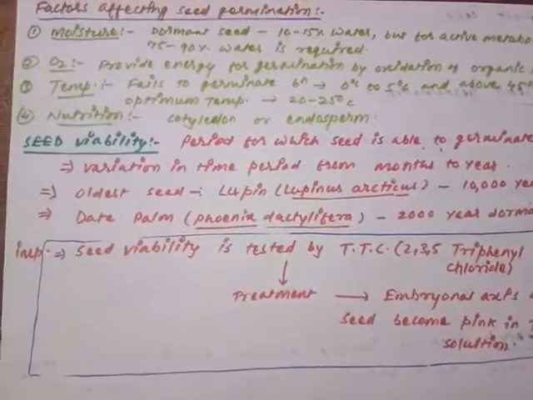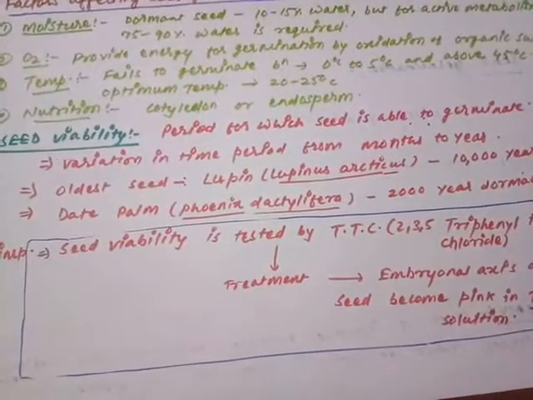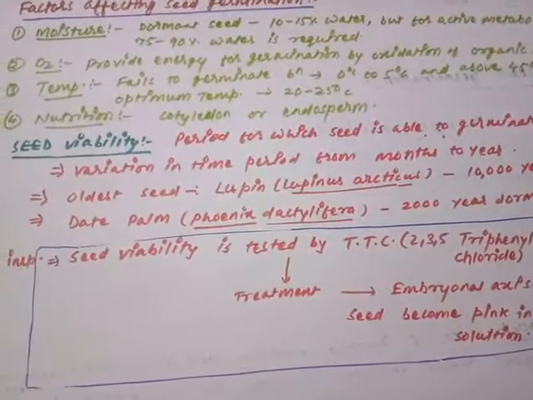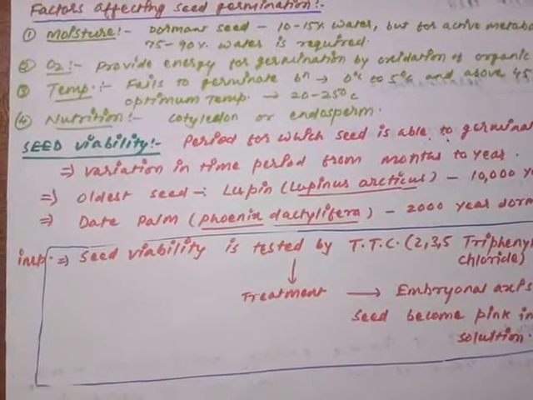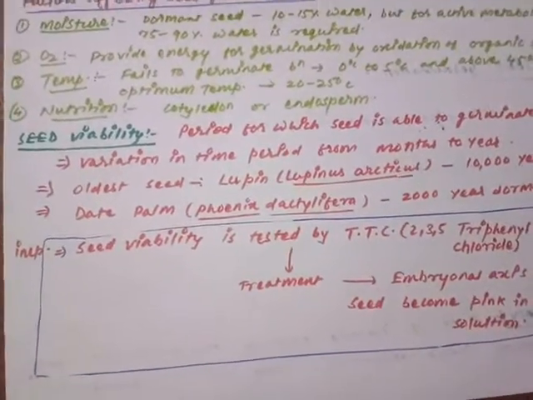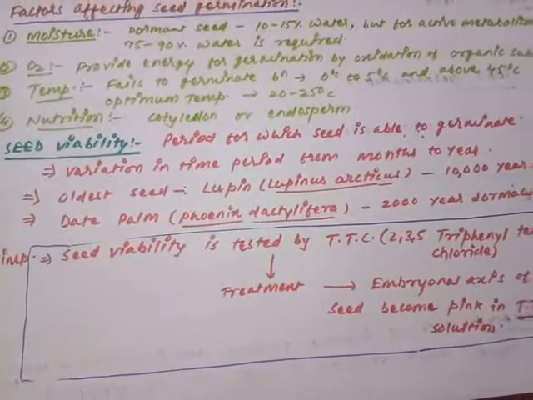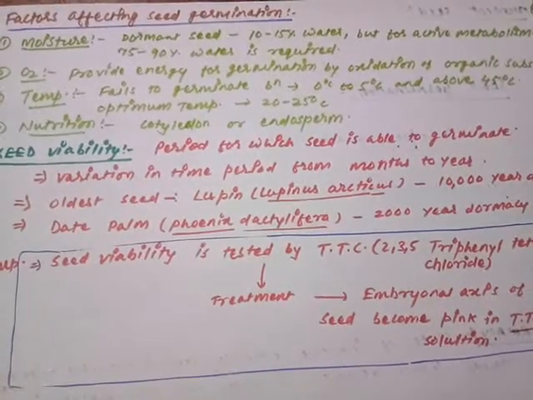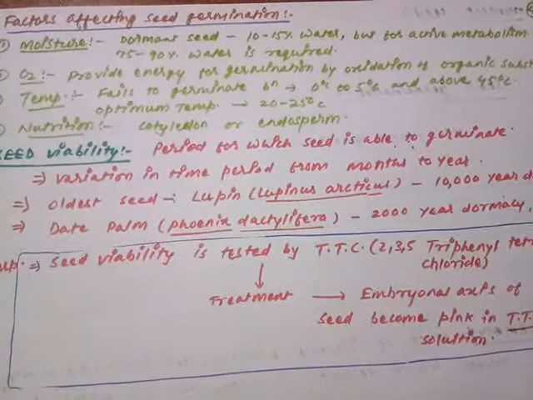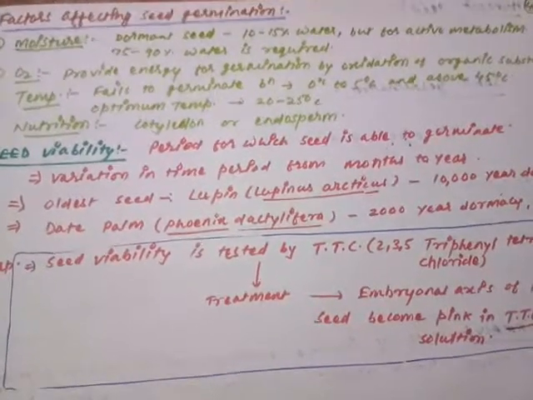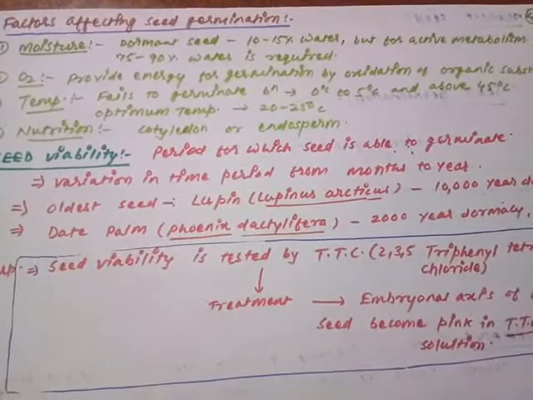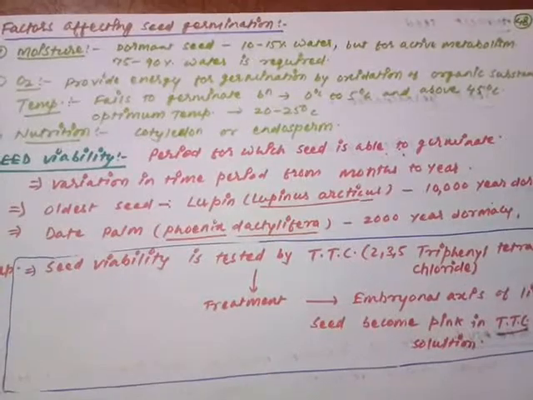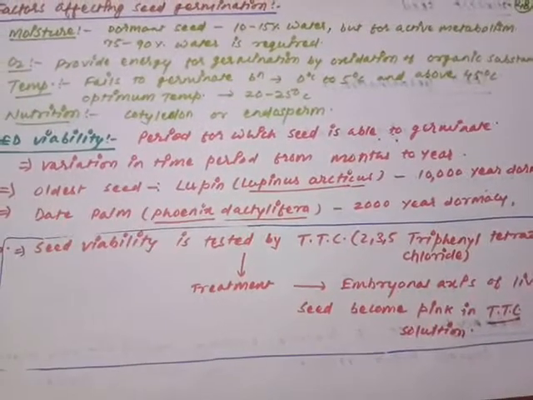Next one, oxygen, air. Oxygen is a very important component, you know very well, for germination also. Even though the seed has cotyledons or endosperm present, these are not able to give the energy for germination. Whatever energy is required will be provided by the oxidation of the organic material present inside the seed. That oxidation will be performed by the presence of an adequate amount of oxygen. If oxygen is not available, how will they get the energy for germination?